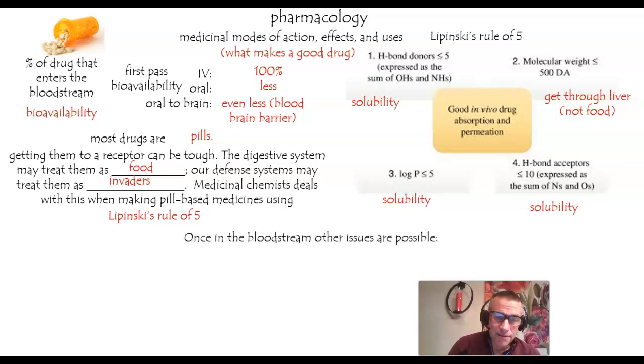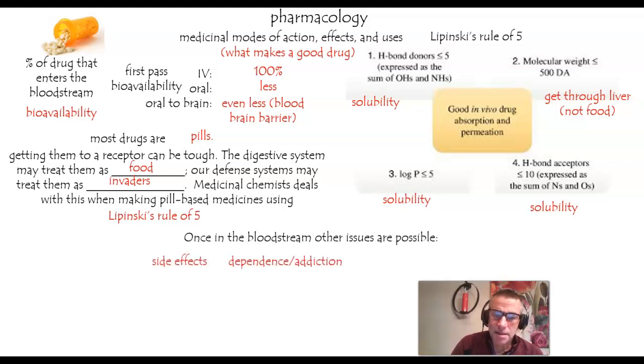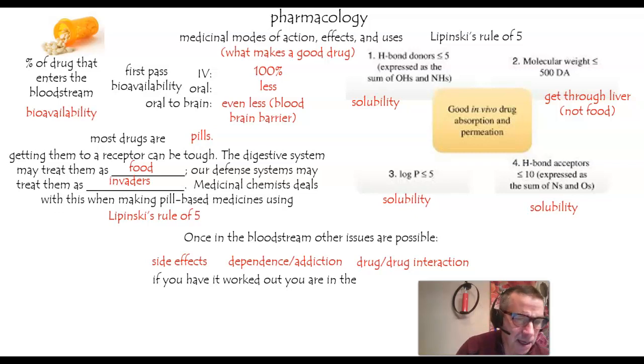It doesn't mean you have a good drug. Obviously, once you're there, there's all sorts of problems you might have: side effects, dependence or addiction, drug-drug interaction. These are things which have to be investigated through a lot of labor, right? To try to work out all these rare problems. What if the person taking it is pregnant or is on another medication? Or is currently addicted to another drug? How is that going to affect it? That sort of thing. But if you can work all that out, you're in the therapeutic window.